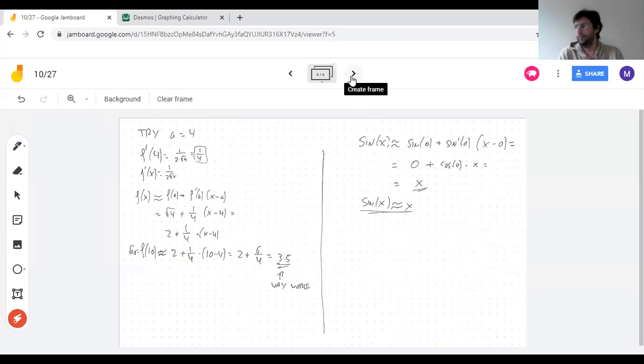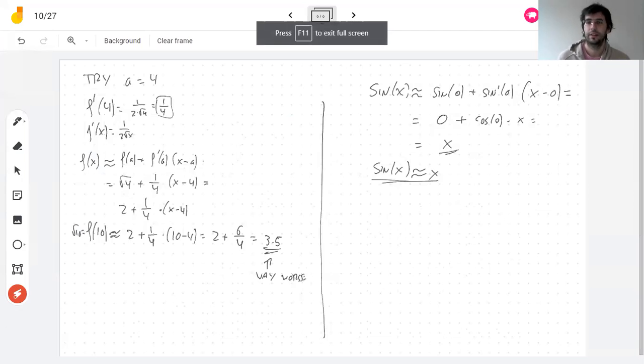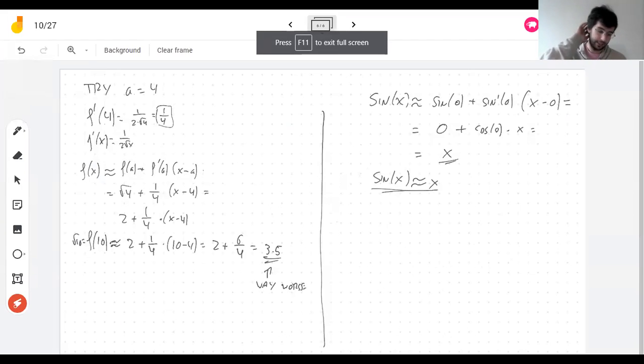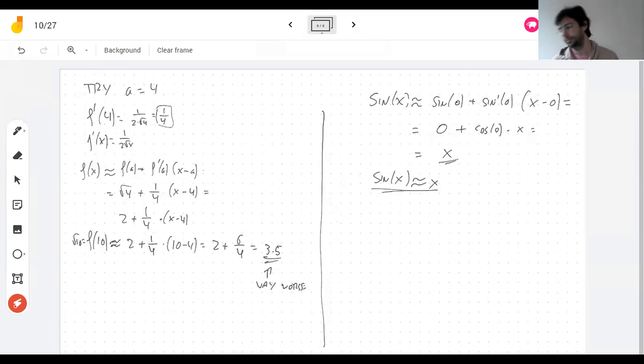Would it be inaccurate to say that this is basically just a tangent line? No, I think it's fine. All I want you to realize is that the tangent line is a very good way to approximate the function.